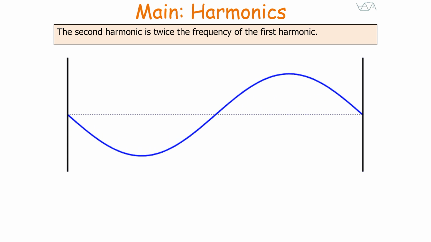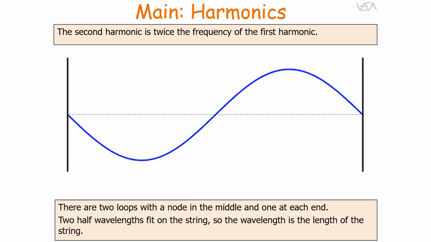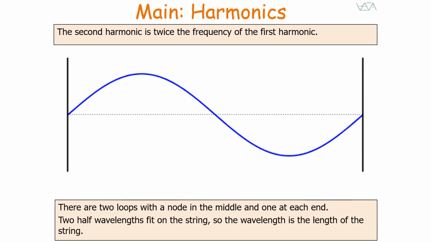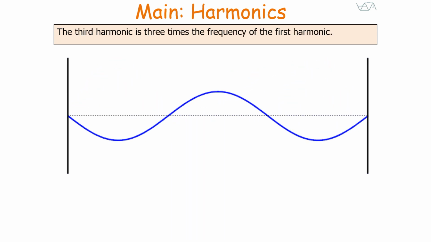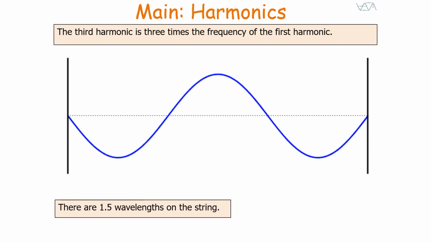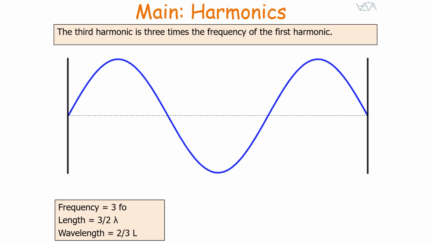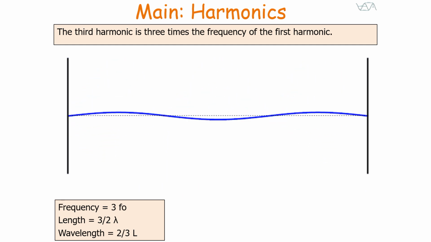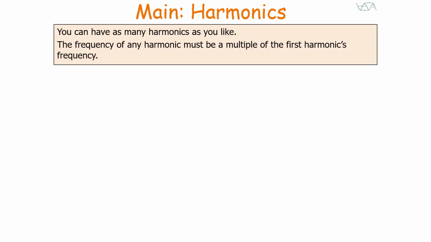The second harmonic is twice the frequency of the first harmonic. There are two loops with a node in the middle and one at each end, so two half wavelengths fit on the string, and the wavelength is the length of the string, as shown here. The third harmonic is 3 times the frequency of the first harmonic, and you'll notice here that there are 1.5 wavelengths on the string. So the frequency is 3 times the frequency of the first harmonic, the length of the string is 3 over 2 wavelengths, and the wavelength is therefore 2 over 3 of the length of the string. You can have as many harmonics as you like, but the frequency of any harmonic must be a multiple of the first harmonic's frequency.